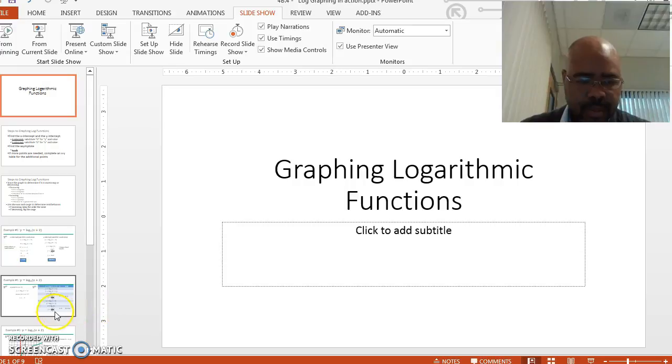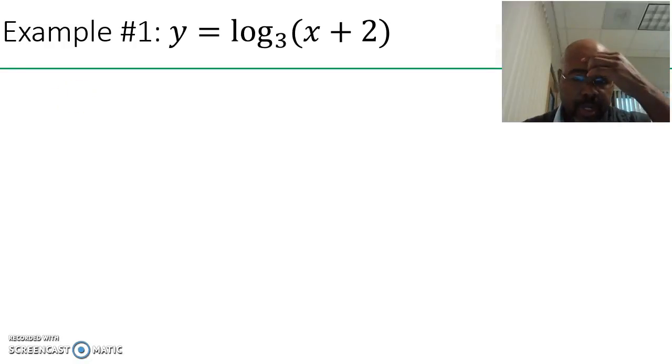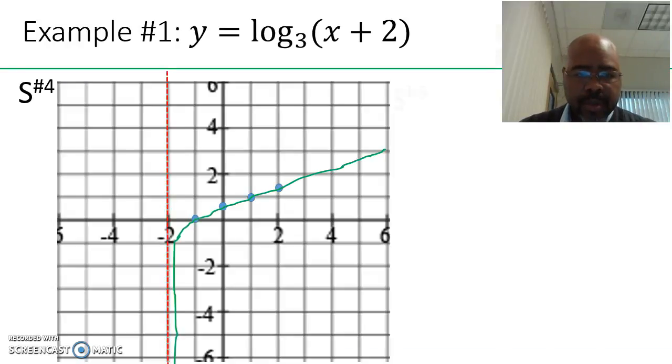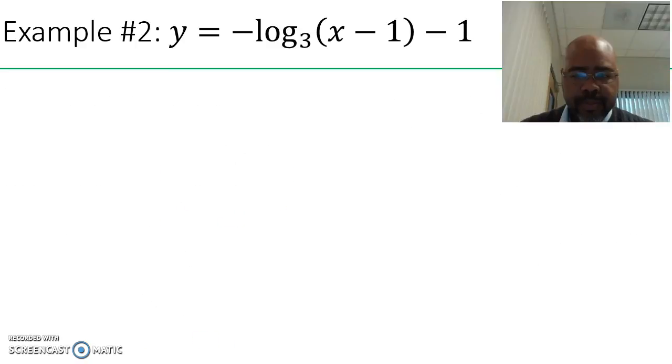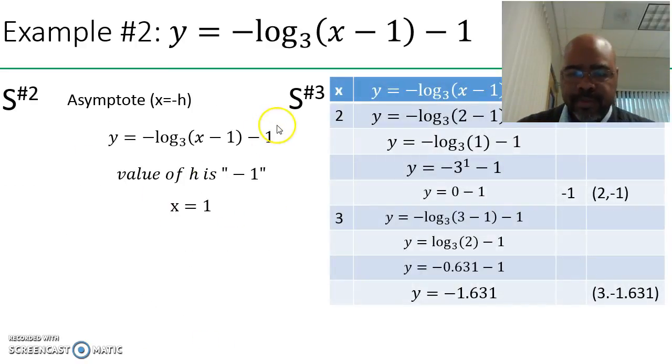So we're going to get back to where we were working. This is where we are on our XY table. Like I said, we substituted in 2 for x right here, and once we work this out, we got negative 1. And so this point is 2, negative 1.